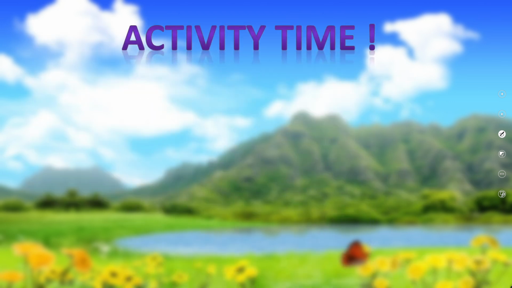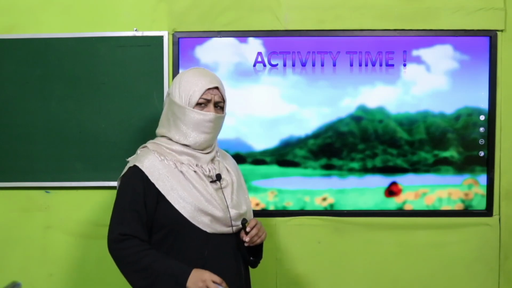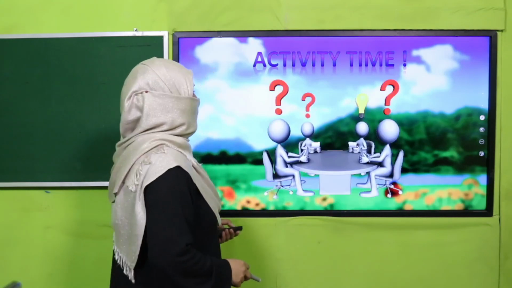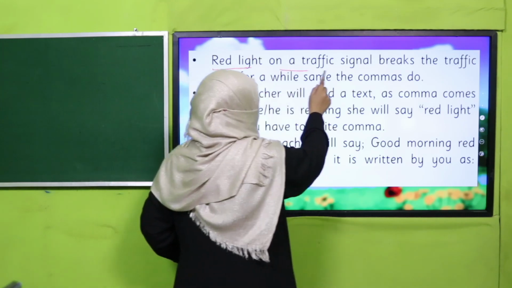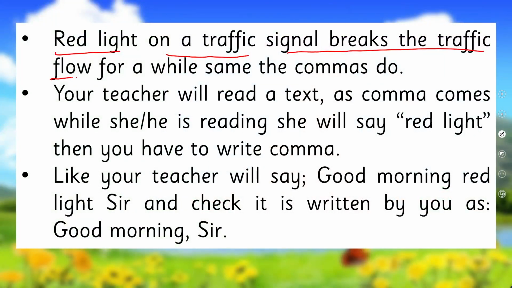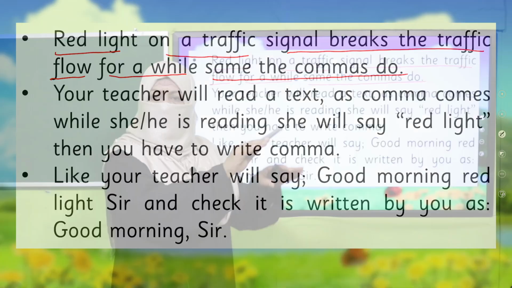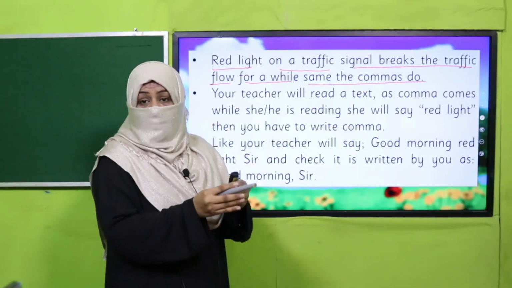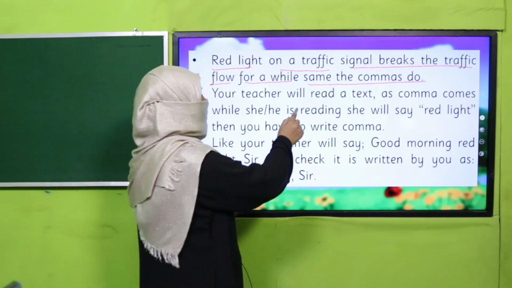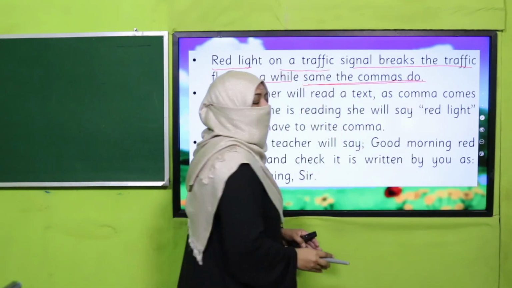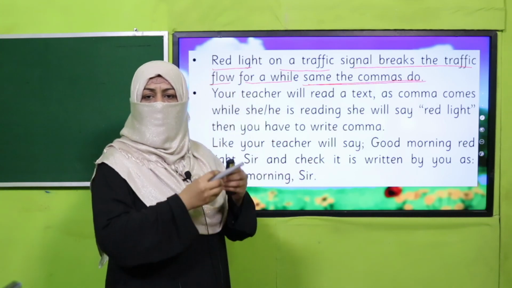So, after knowing and discussing the uses of comma, it's activity time. It means it's your turn now. What will you do? A red light on a traffic signal breaks the traffic flow for a while. The commas do the same. Okay? On the road, red light means just stop for a while, and when it turns green, you may continue your driving. Likewise, a comma in a statement means a short pause.